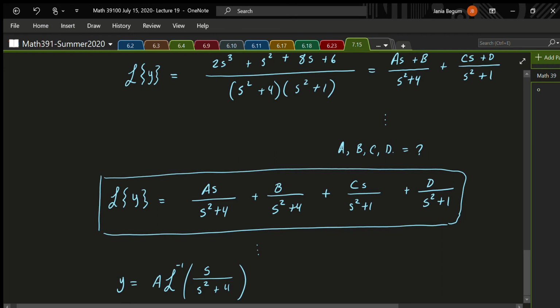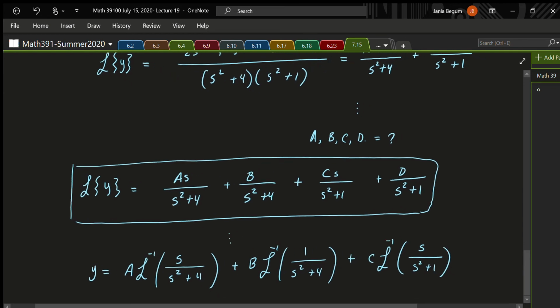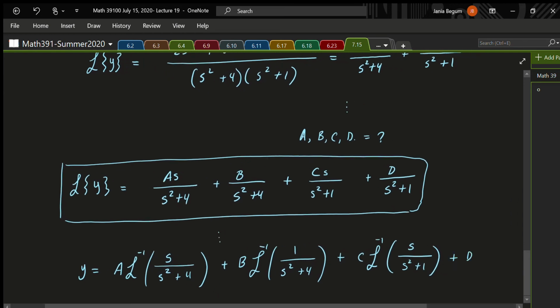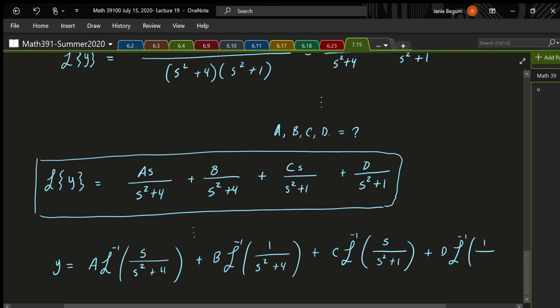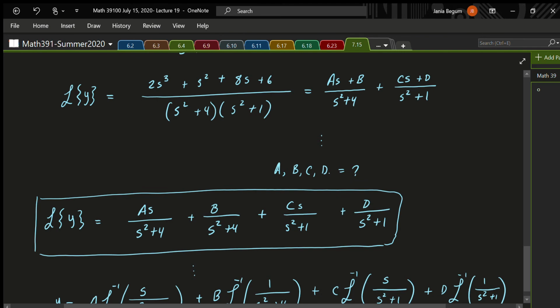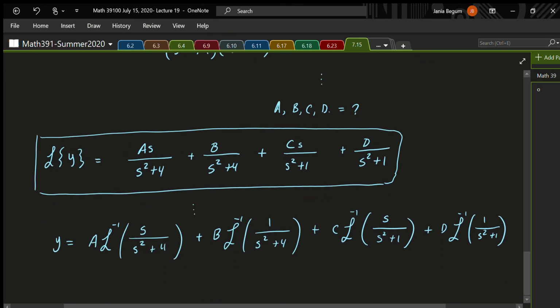For the second ones, I'm also going to pull out these constants: b times the Laplace inverse of 1 over s squared plus 4, plus c times the Laplace inverse of s over s squared plus 1. And the last one is d times the Laplace inverse of 1 over s squared plus 1. We're missing the constants, but you can figure those out after you have done the coefficient computation. We can still answer the question.